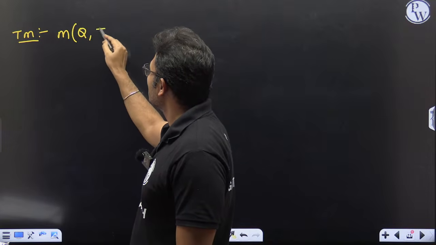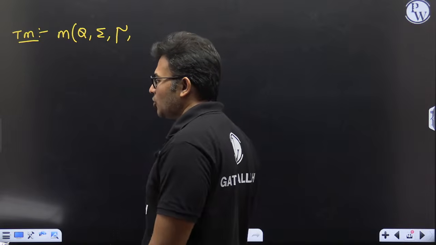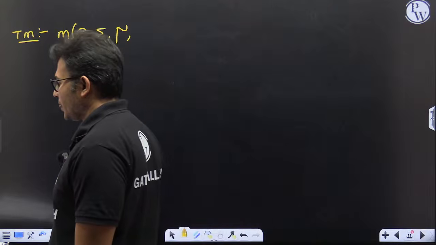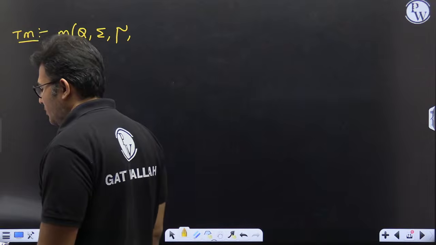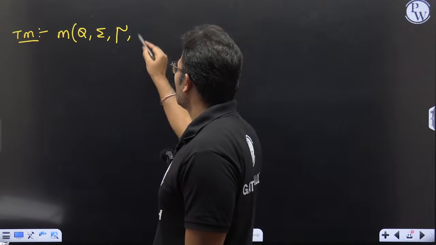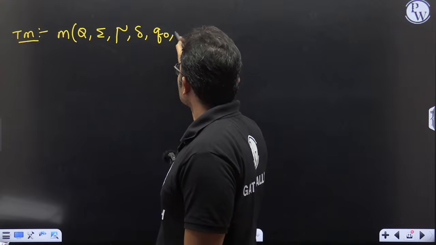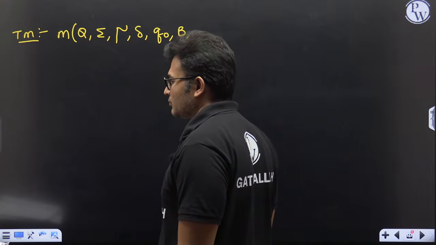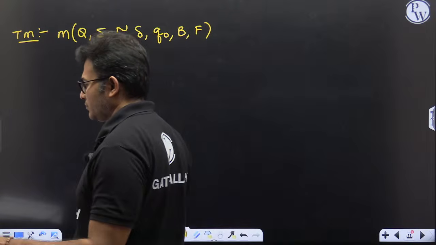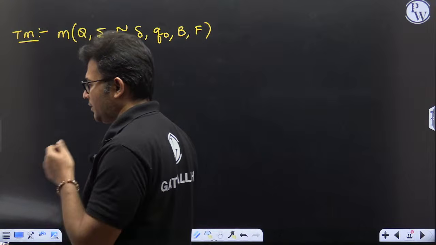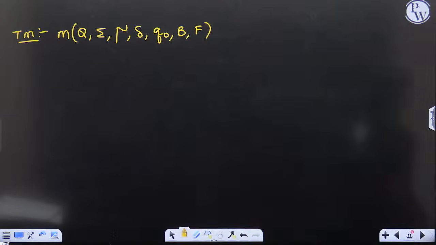Q, sigma, tau. Some people call it gamma also. Delta, Q naught, blank, and F.